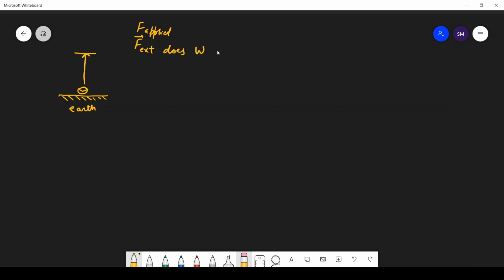So F external force does work in taking the body, in taking the ball, suppose this is the point where the ball was on the ground, let it be O, and let this point be A. So in taking the ball from O to A, against gravitational force.